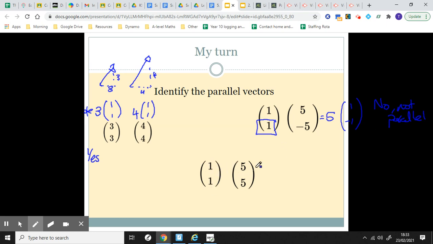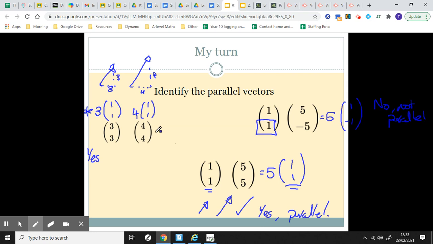So 1, 1 and 5, 5. Well, 5, 5 is 5 lots of 1, 1. And that's the vector we have here. So that one would point 1 across 1 up, and that one would point 5 across 5 up. They are parallel.